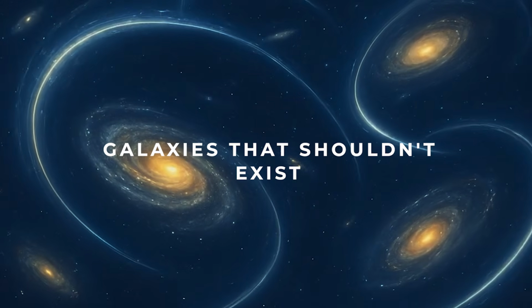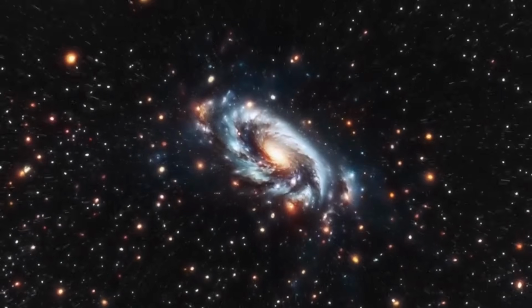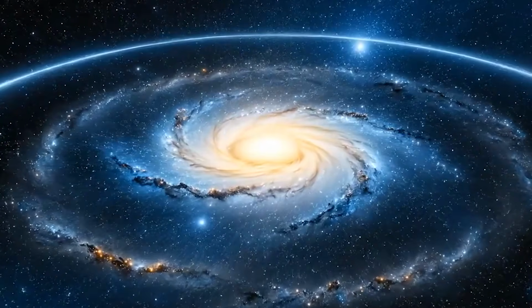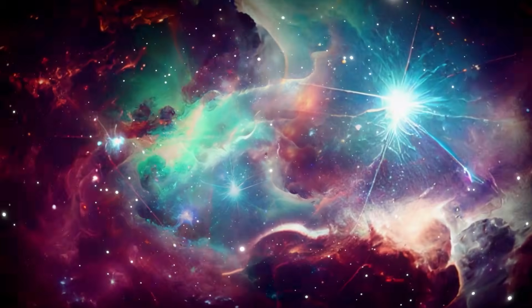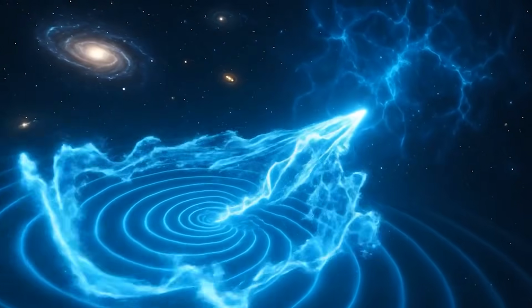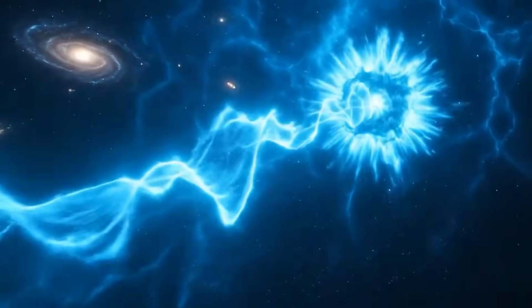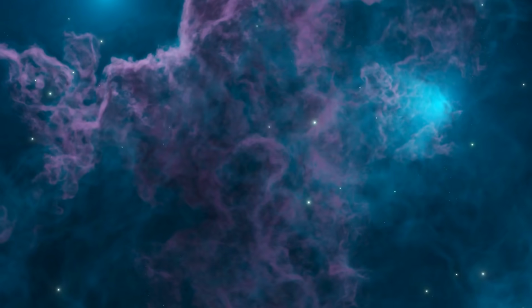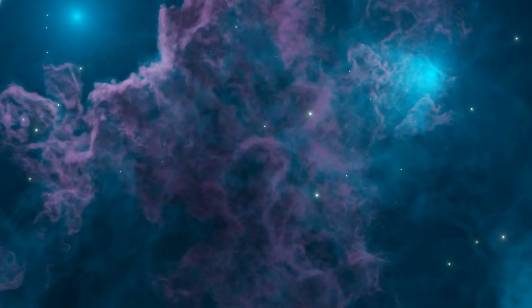Galaxies that shouldn't exist. Dark matter does not emit light, absorb light, or reflect light, so it cannot be seen with telescopes, yet its gravitational influence appears everywhere in the universe, shaping galaxies and controlling how they move.